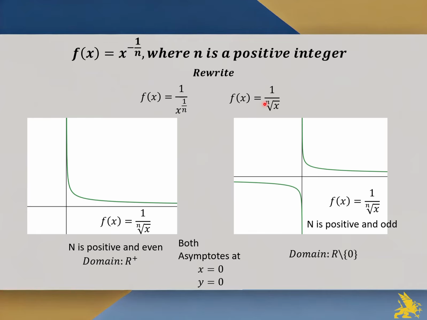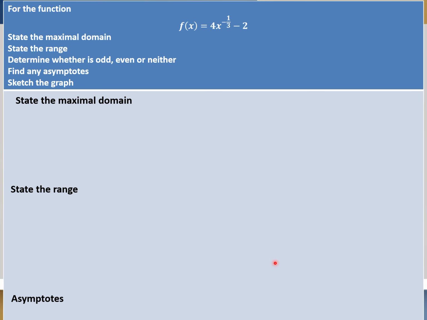So the first thing that we're going to look at is if n is positive and even, then our domain is just going to be real numbers that are positive. If it is not and it is odd, then it's going to be in quadrant 1 and quadrant 3. And it'll be all real numbers except 0. The reason why it can't be 0 is because we can't have our denominator being 0, which is the reason why we have an asymptote. So we've got two asymptotes here, when x is 0 and when y equals 0. So let's have a look at a couple of these questions.